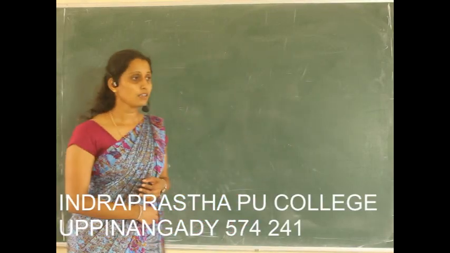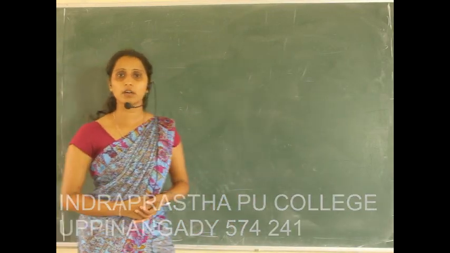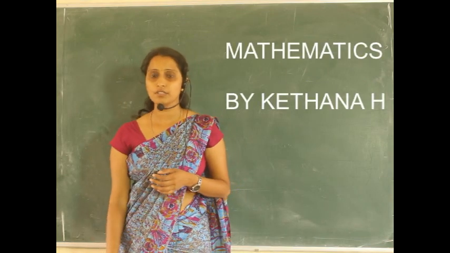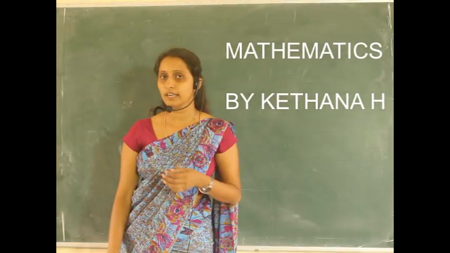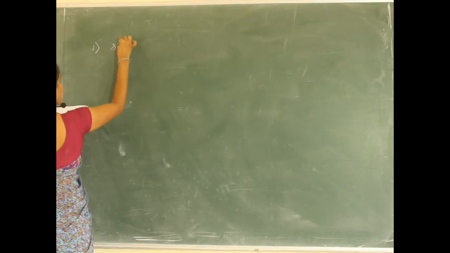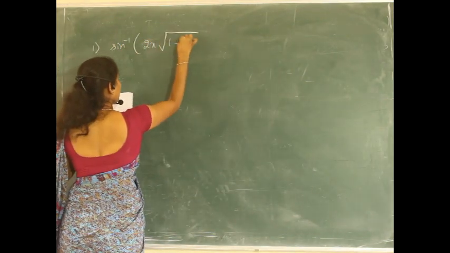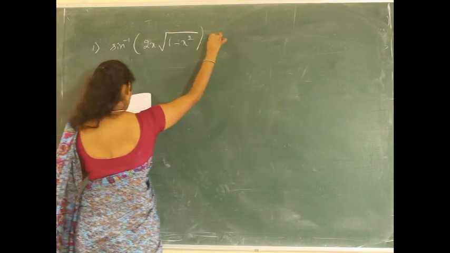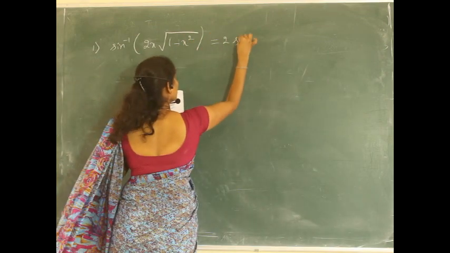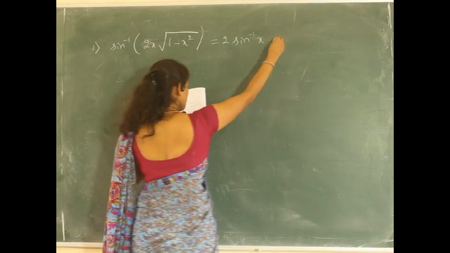Welcome to the class. So already we have discussed problems of inverse trigonometric functions. We have solved many problems in that, and we will continue with those problems. One problem I solved in the last class is sine inverse of 2x into root of 1 minus x square is equal to 2 sine inverse x.